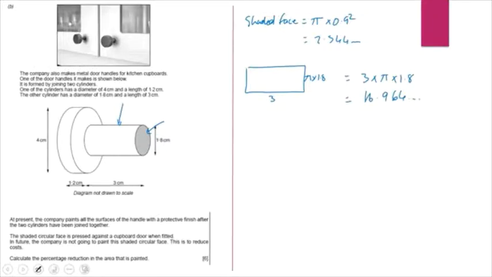Okay, so what we've got now then is this end cylinder here. So if I want to find the circular face here, then the circular face has a radius of 2 centimeters. So we want to be doing pi r squared, so pi times 2 squared, which gives us an area of 12.566 and a bit more again.